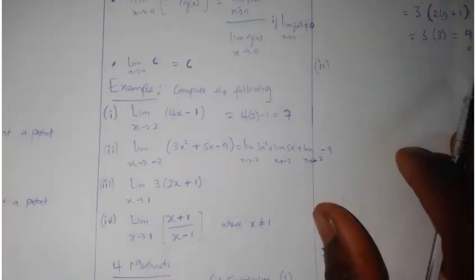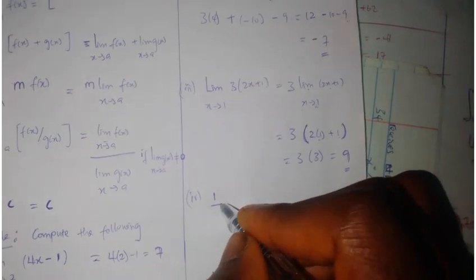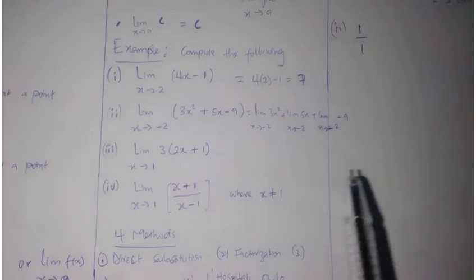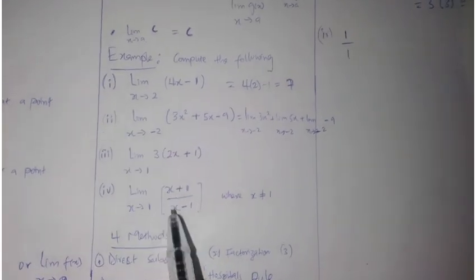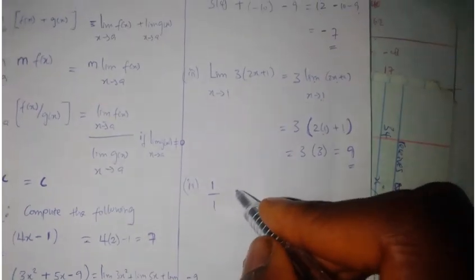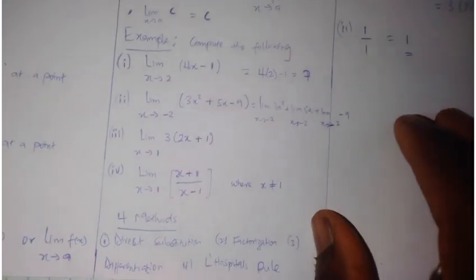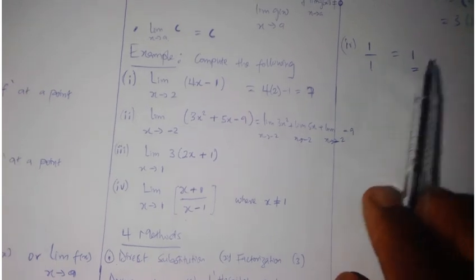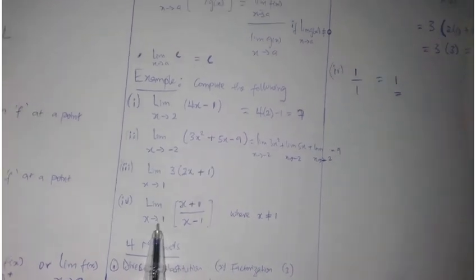So on differentiating, what will I have? That becomes 1 over 1. If you don't know how to differentiate, you can check my videos on calculus. So differentiating this gives me 1 over, differentiating this gives me 1. Now, 1 over 1 is now 1. It means the limit of x plus 1 over x minus 1 as x tends to 1 is equal to 1. If I try L'Hospital's rule, I'm also going to get the same answer.